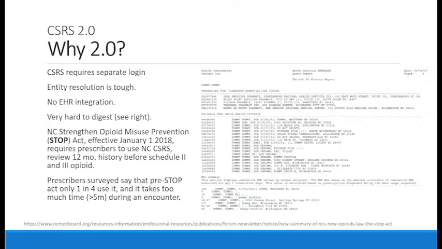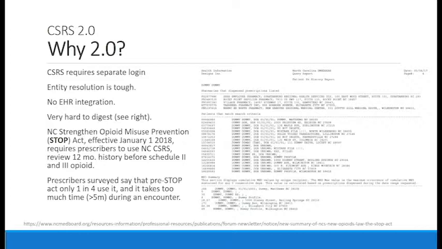This is actually what the dump looks like that providers see. And I use the word dump somewhat intentionally. And so the NC Stop Act, which is effective January 1st, 2018, is requiring prescribers to use the system, which is very tough to use. So there's this interest from providers, researchers, and healthcare systems: can we do better than this?